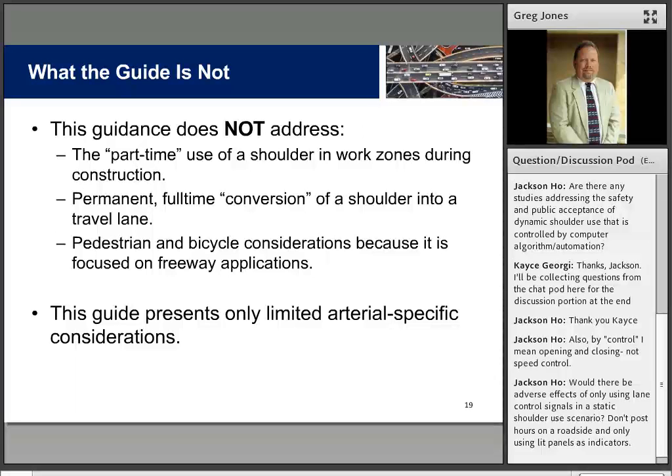What this guidance does not address: it does not address part-time use of shoulders in work zones during construction. It doesn't look at full-time permanent conversion of a shoulder into a travel lane. And it didn't get into bicycle and pedestrian applications because it was focused on freeway applications. About 98% of the document looks at freeways. There are a couple areas where it does have very limited arterial-specific information provided.